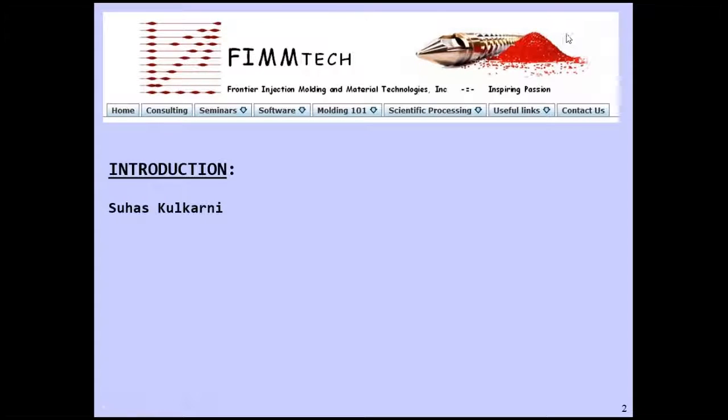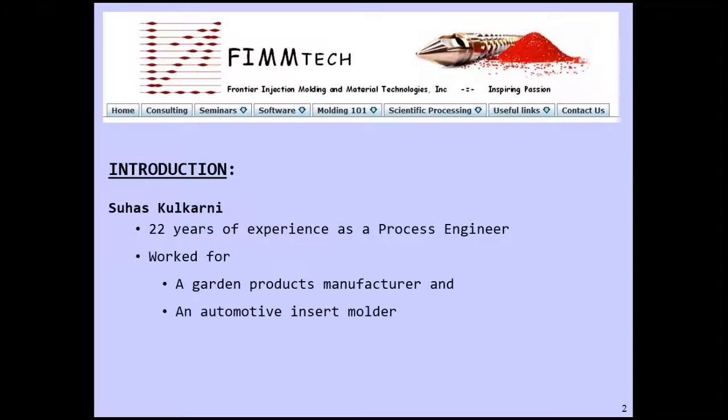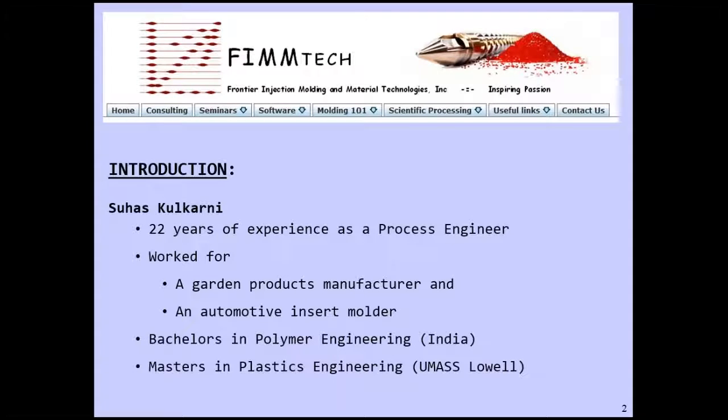Just to introduce myself, I know Rahul just gave an introduction, but my main area of focus has been process engineering, processing on the production floor. I worked for a couple of companies before I started my consulting company in 2004. So I've been in the business for the last 10 years.